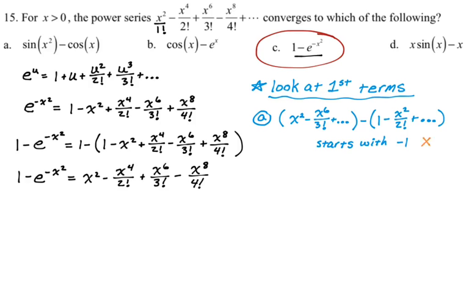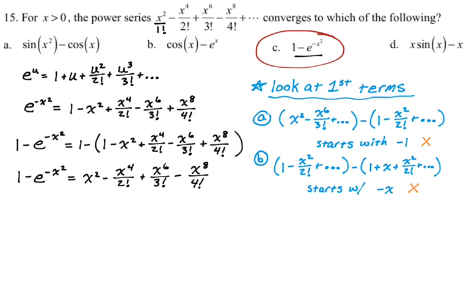If we look at option B, we're going to do the cosine series and then minus our e series. And again, we're just going to look at what the first terms look like. The reason I'm going through this is I think this is a good strategy. Sometimes you get problems like this and you're just not sure where to start, so you have to have a couple strategies. Looking at the factorials in the denominator is always a good choice because sine, cosine, and e have different factorials in their denominators. But failing that, looking at first terms is a great idea. So this would start with just negative x, which again can't be right.